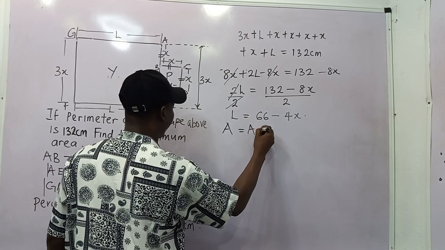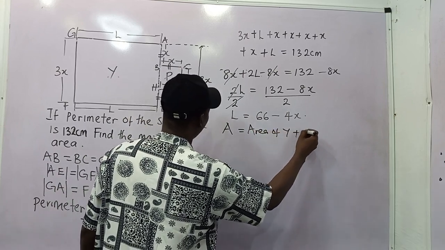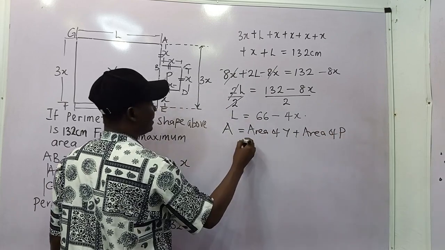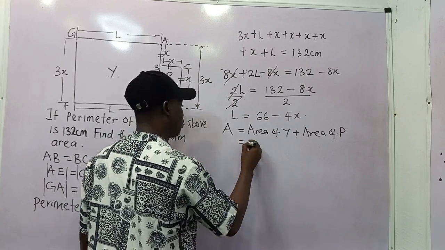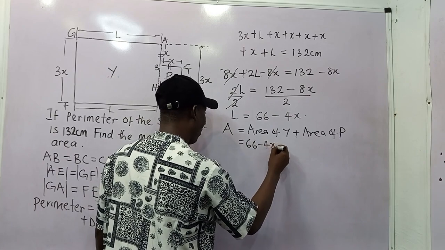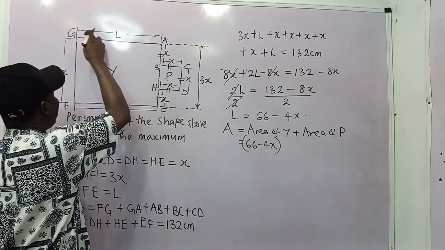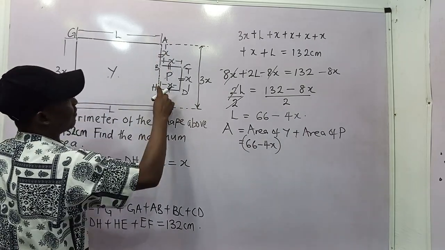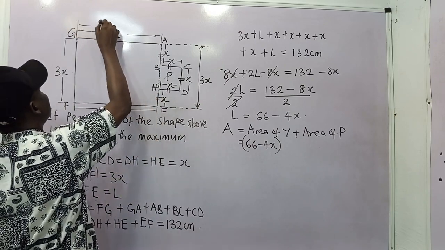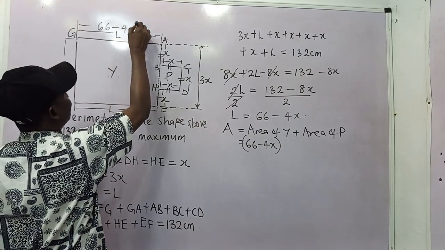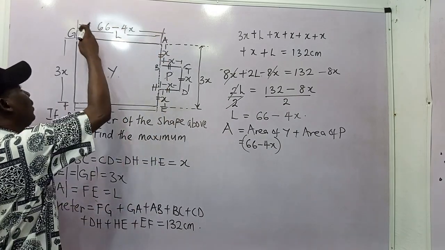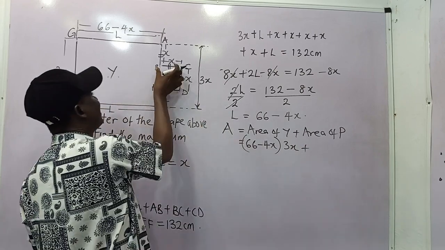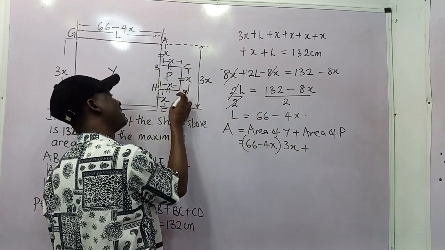The area of Y plus the area of P. So what is the area of Y? The area of Y is 66 minus 4x, which is the length times breadth. So where is the length now? The length is already having a new value. What is the length now? It is 66 minus 4x, which is the same thing as this. So length times breadth, 3x, plus what is the area of this small shape? It is x times x.